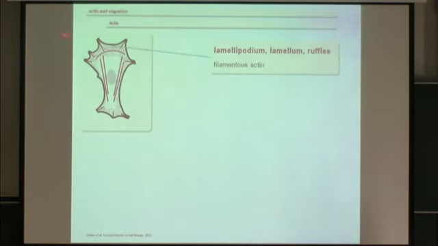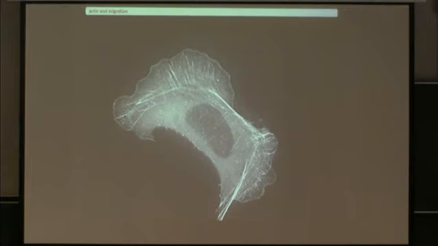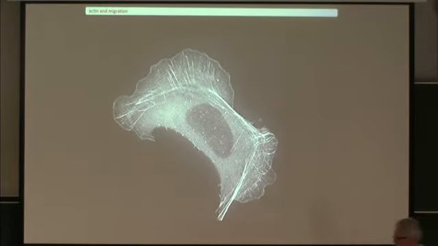So in the front we have the lamellipodium, lamellum ruffles. Then we have the dorsal arcs, introduced by Sasha as transversal arcs, which are these band structures here. And then we have the stress fibers reaching from the lamellum to the back of the cell. The ventral stress fibers reach focal adhesions in the back of the cell, while the dorsal stress fibers end up without any known connection to other structures. We'll see it later.